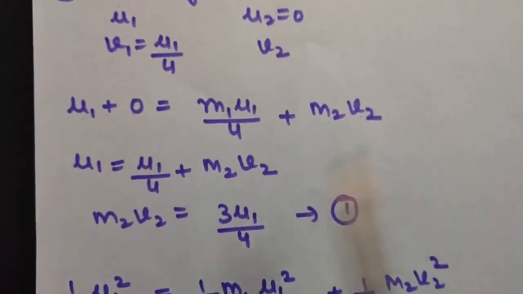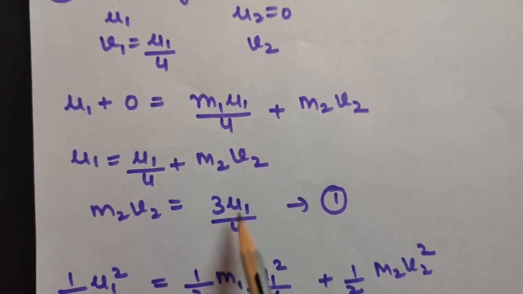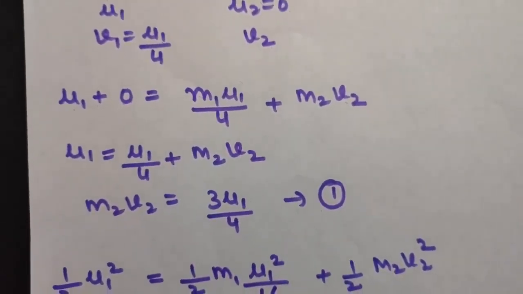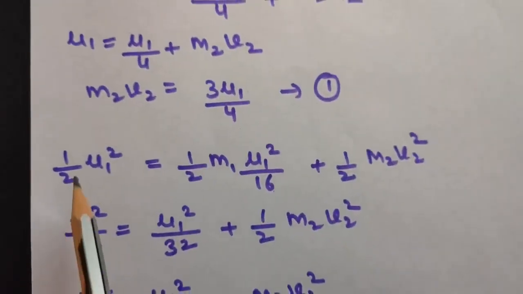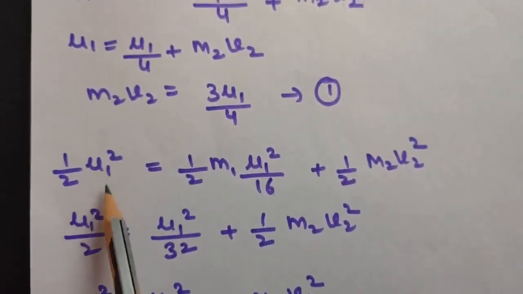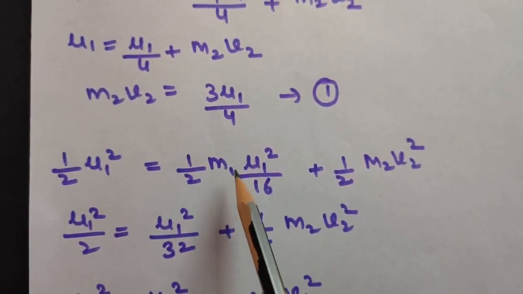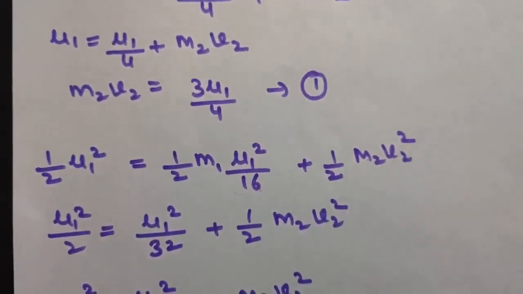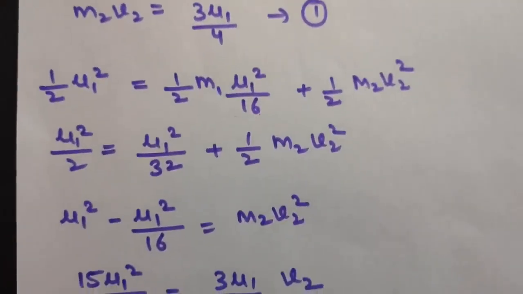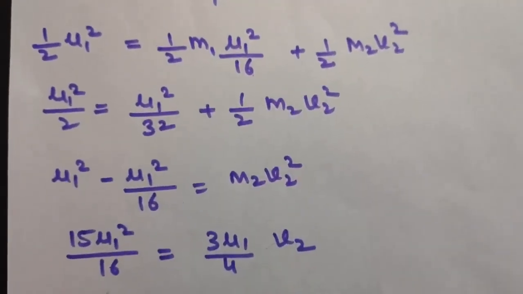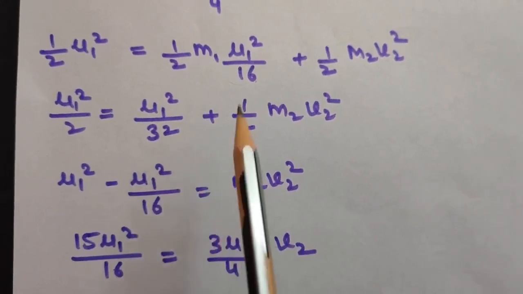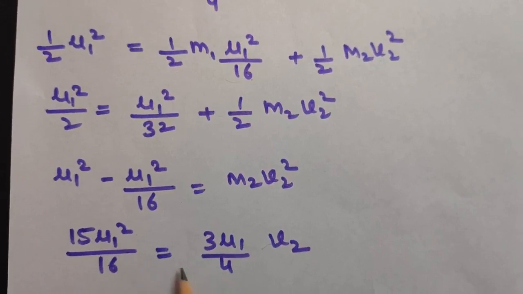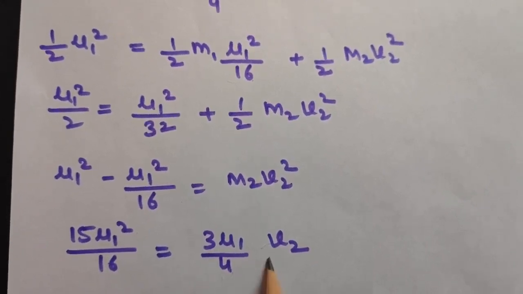From here you will get that m2 v2 will come to be 3 u1 by 4. So mark it first equation. Now using conservation of energy, again half m1 u1 square is equal to half m1 v1 square plus half m2 v2 square. Again you can solve it, you will get this equation from here. This is just mathematical solving, you can easily do it. Okay, so 15 u1 square upon 16 will come to be 3 u1 by 4 into v2.